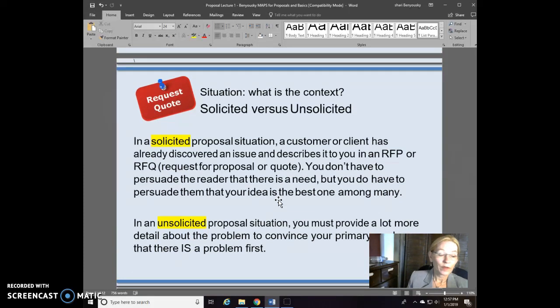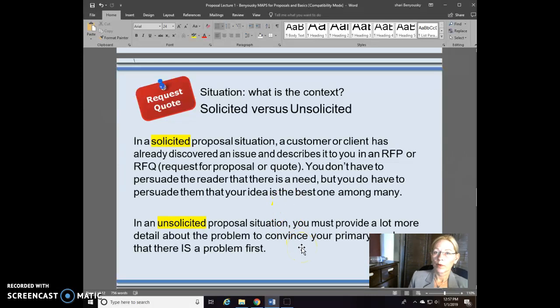Now let's delve into that a little bit more in depth. This is kind of a big deal. Once you get out of the four walls of the institution, whether it's solicited or unsolicited is a primary concern of yours. So in a solicited proposal, someone has come to you and said, I have a need. I need you to put together a proposal to fix it. So you don't have to persuade that reader that there's a need because they've already recognized it, right? The one that you're doing mostly is an unsolicited proposal.